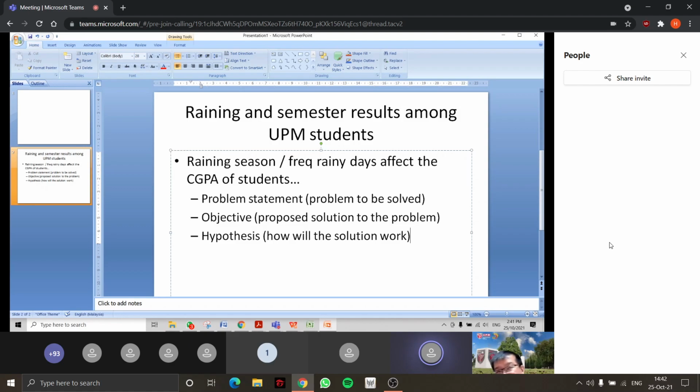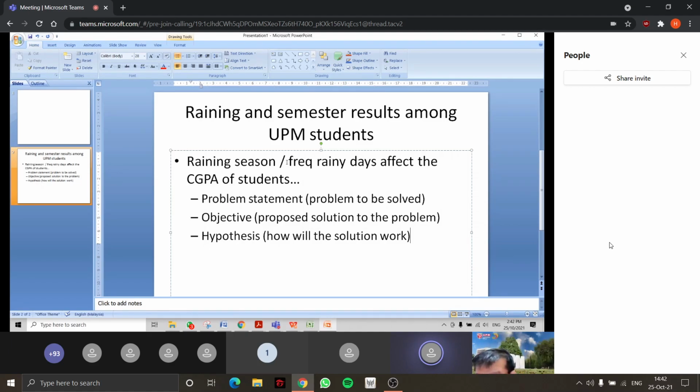When you design a final project, or maybe your semester results later, you need to look at what problems you are trying to solve. Problem statement sounds very big, but it's actually a very simple thing: what are the problems you are trying to solve? Because research is always triggered by a problem. The second thing is how you are going to solve that problem. That is your objectives.